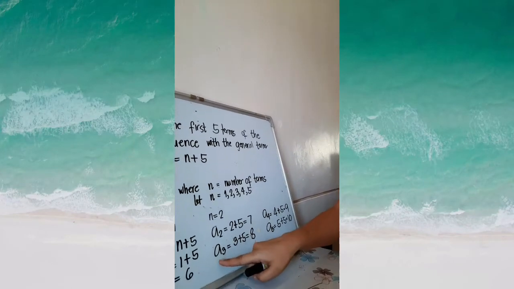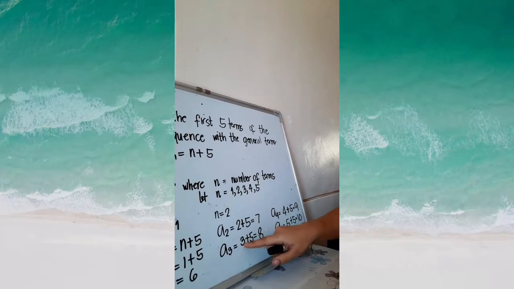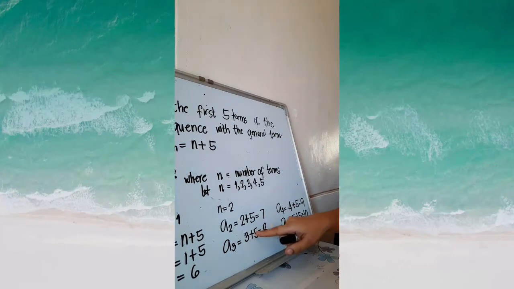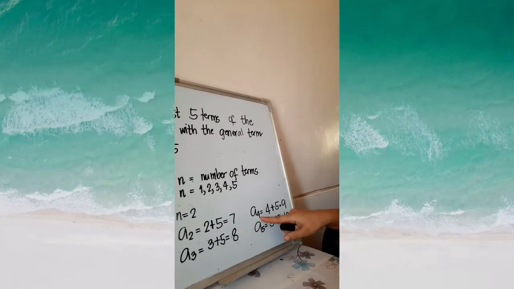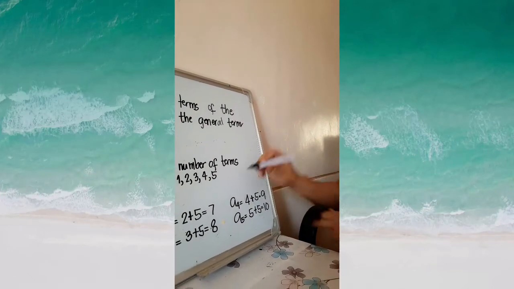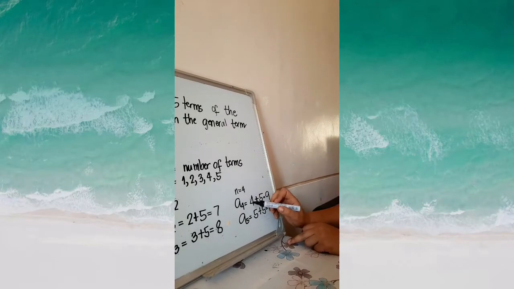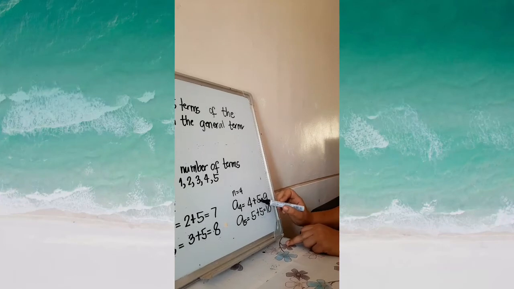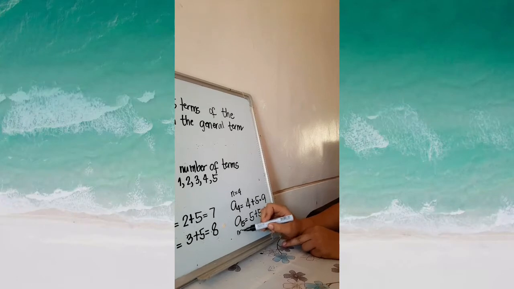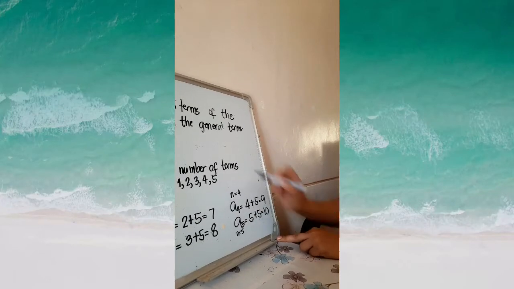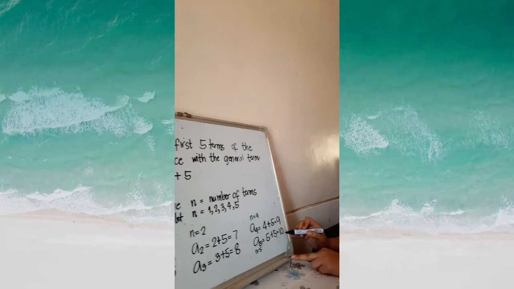The same when n is equal to 3. This will become a sub 3 equals 3 plus 5. Simplify, we get our answer 8. And a sub 4, when n is equal to 4, we just substitute our n by 4. So n plus 5 will become 4 plus 5. Our answer is 9. And when n is equal to 5, this will become 5 plus 5 equals 10.